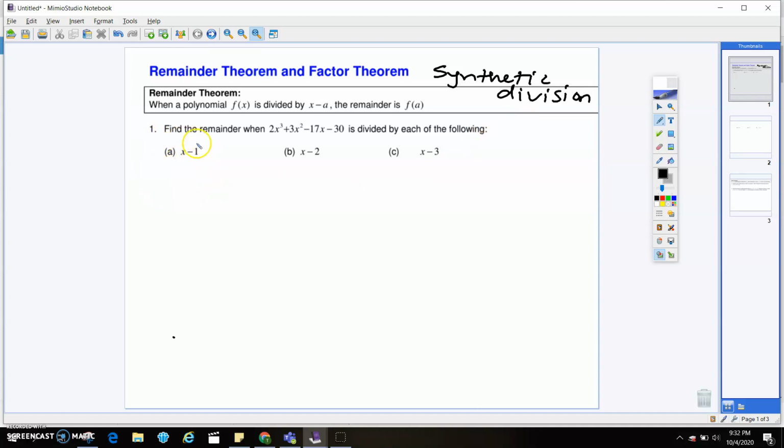So the first thing that we're going to do is we're going to change the sign of our divisor. This would be our divisor, which is going to be 1. And then we're going to write out the coefficients for all of these terms. So 2, 3, negative 17, and negative 30.